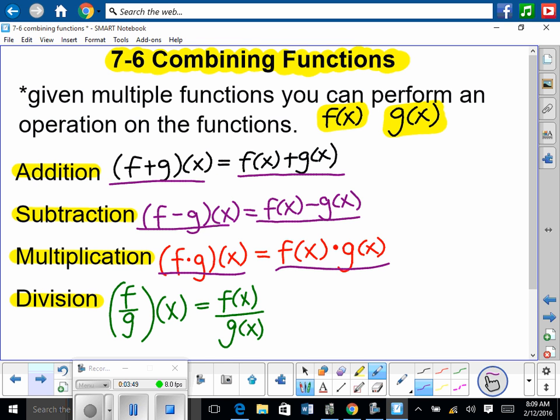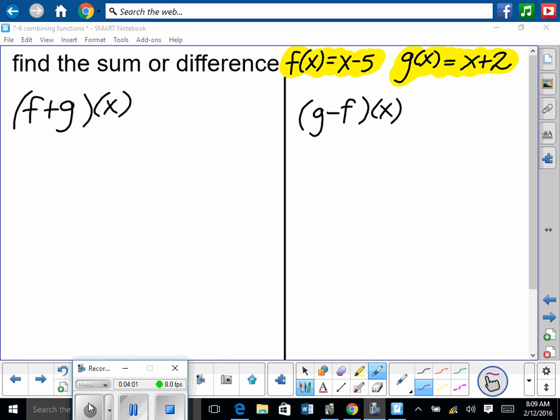Division, f divided by g of x. So we can split it apart. That's the same thing as f of x divided by g of x. So nothing super hard, but just getting used to notation. Okay, so here we go. First example. It says, find the sum or difference.